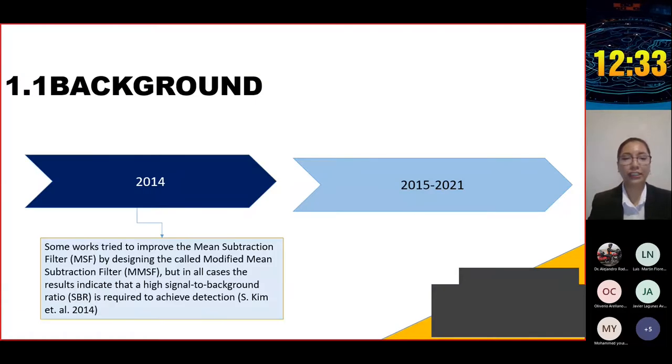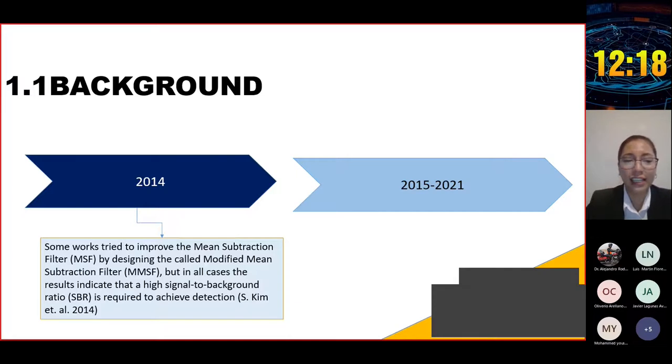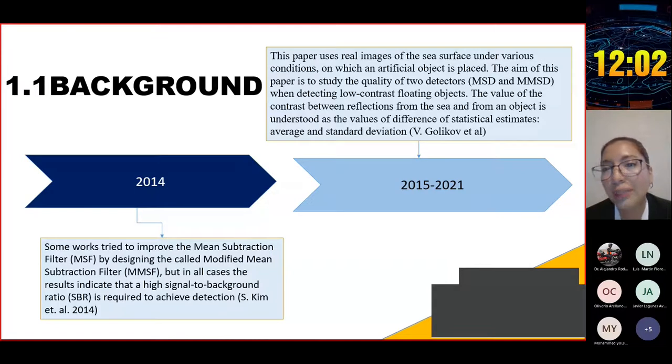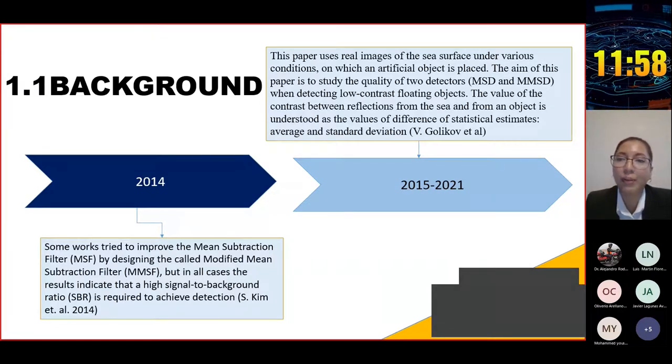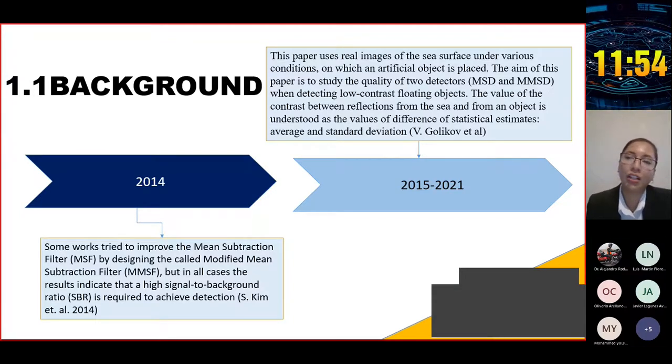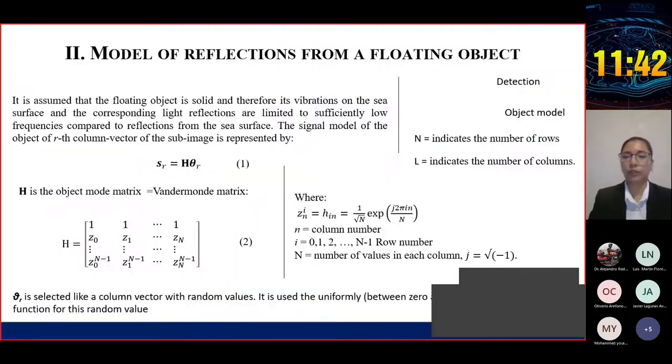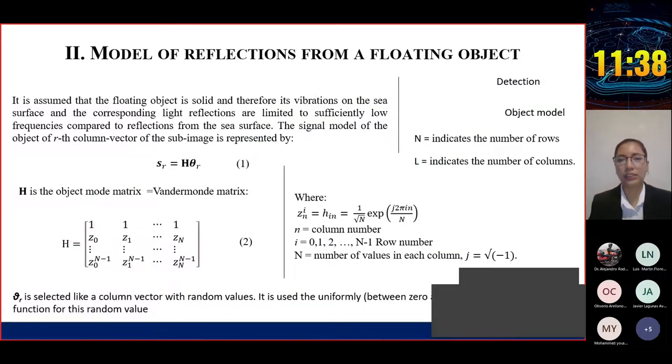Later, in 2014, some works tried to improve the mean subtraction filter, designing the modified mean suppression filter, or MMSF, but its results indicate a higher signal to background ratio. Later, in 2015, these papers used real images of the sea, but under various conditions using artificial objects in the sea. And these articles use my model of reflection from the floating objects.